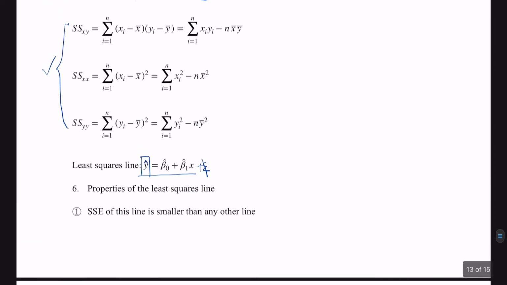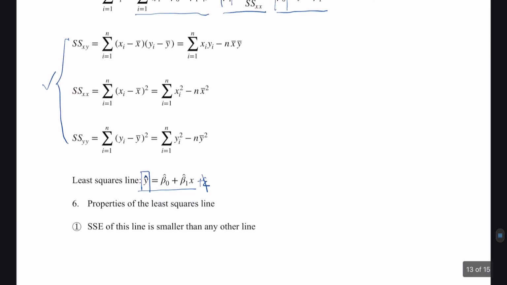First is that the SSE of this line is smaller than any other line. This is how we get the function of a line. We find the minimum value of SSE.